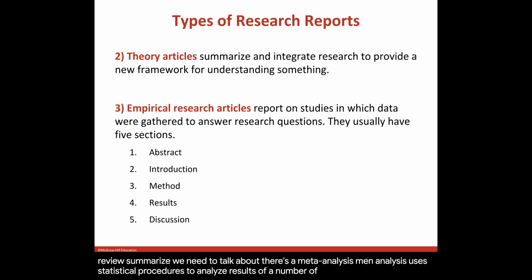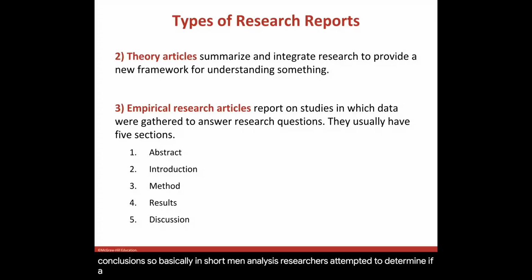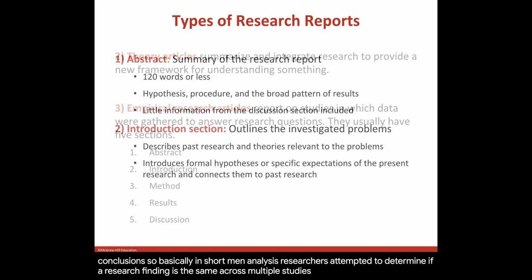We already talked about the theory articles. Empirical articles report on studies in which data were gathered to answer research questions. They usually have 5 sections, and this is what we're mainly going to be focusing on for the majority, if not all, of the semester. The 5 sections that you really need to know are the abstract, introduction, method, results, and discussion. And you need to know what goes in each section.